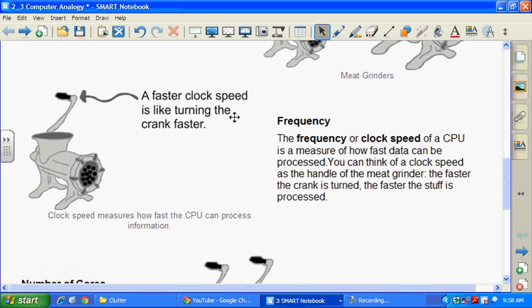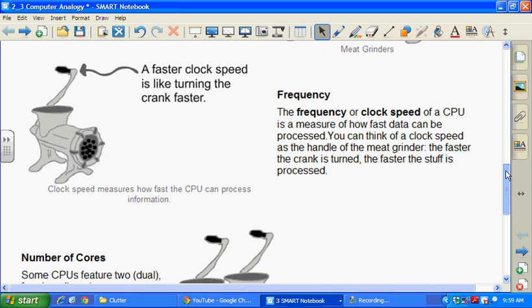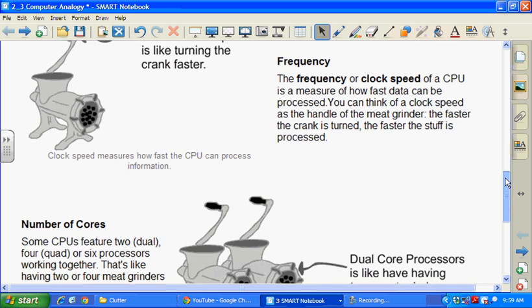A faster clock speed, so a faster processor, would be like turning the crank faster, right? It says the frequency or clock speed of a CPU is a measure of how fast the data can be processed. And again, this sort of stuff you're going to come in contact with in a future assignment, so you don't have to worry too much about that. Like I said, this is a level 4++.